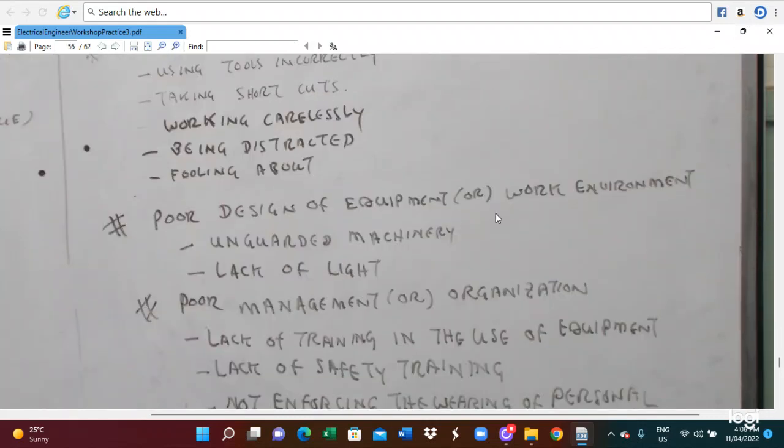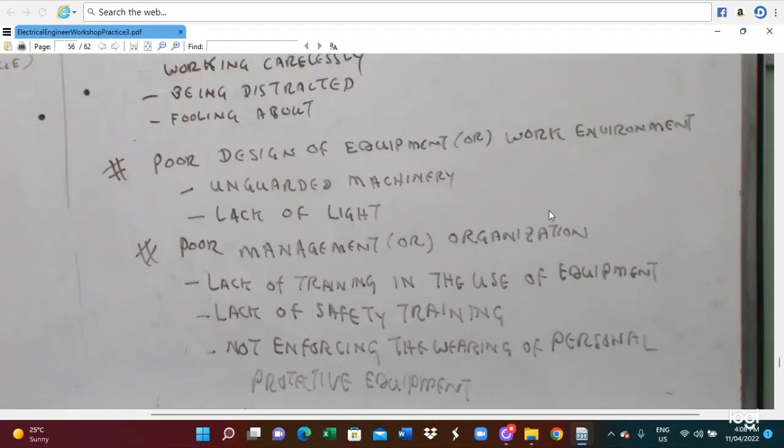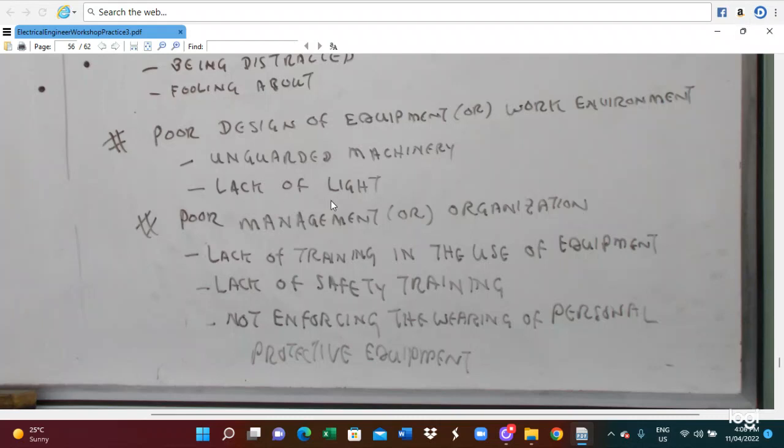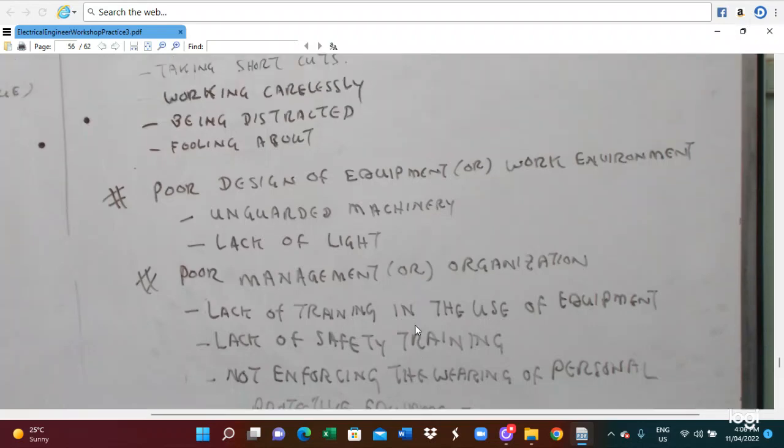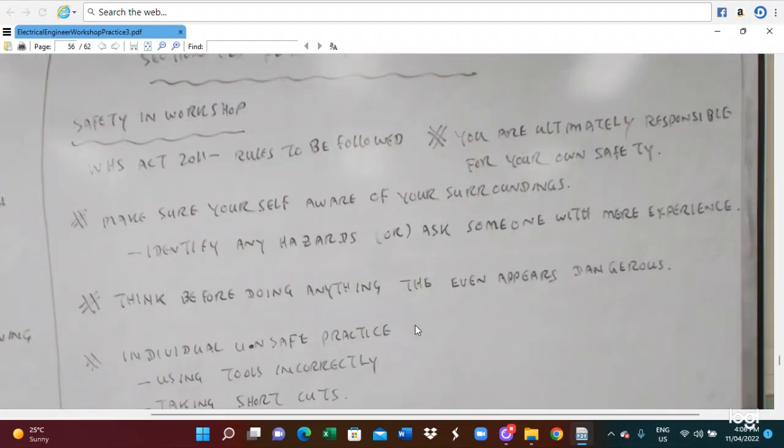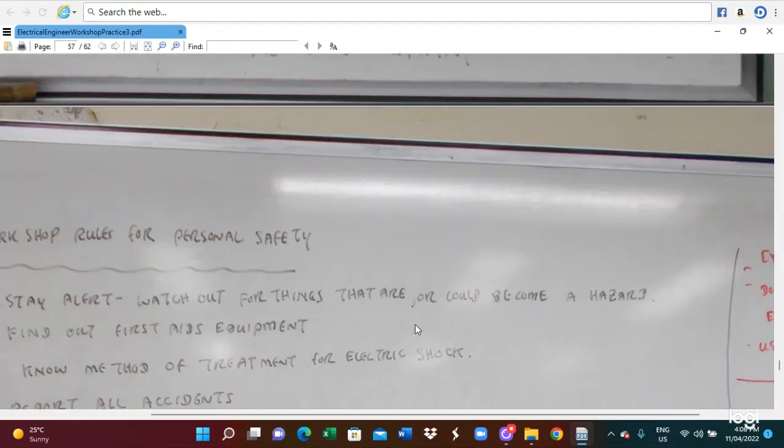Poor design of the equipment or work environment, such as unguarded machinery and lack of lights. Poor management of the organization. In this case, lack of training in the use of equipment, lack of safety training, and not enforcing the wearing of personal protective equipment. Those are the dangers to workplace safety.